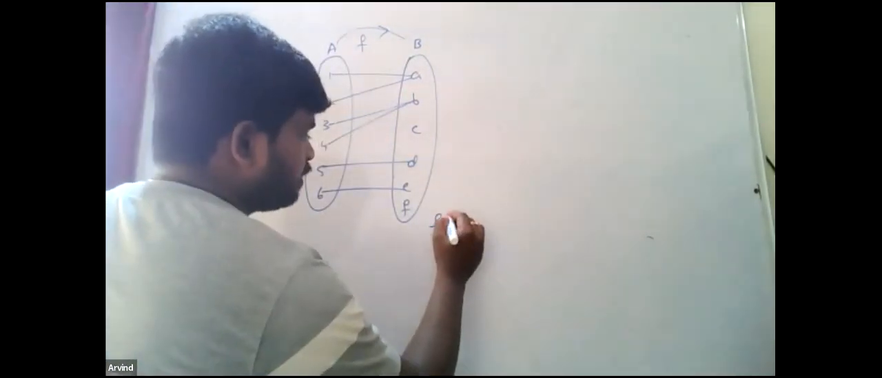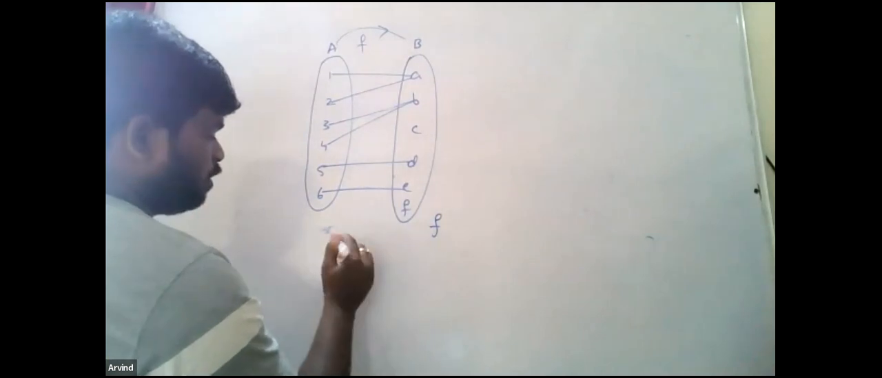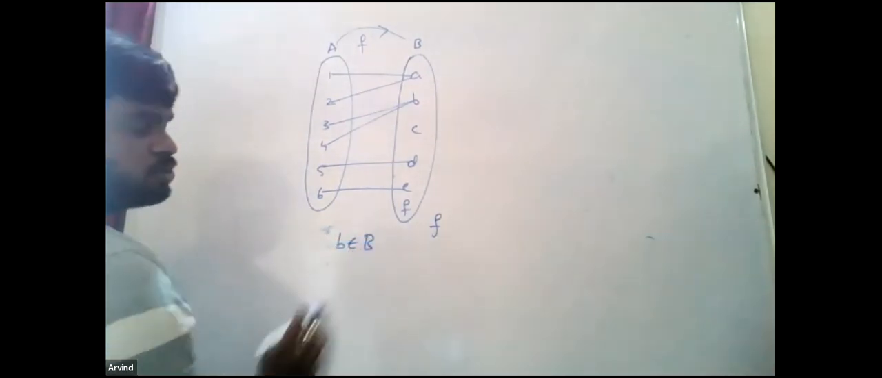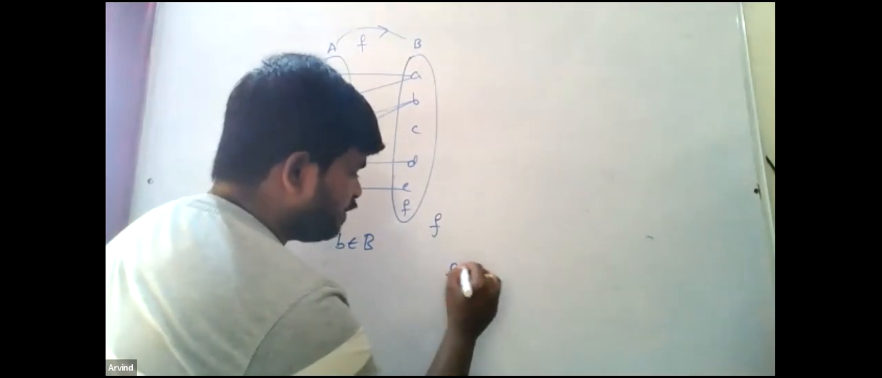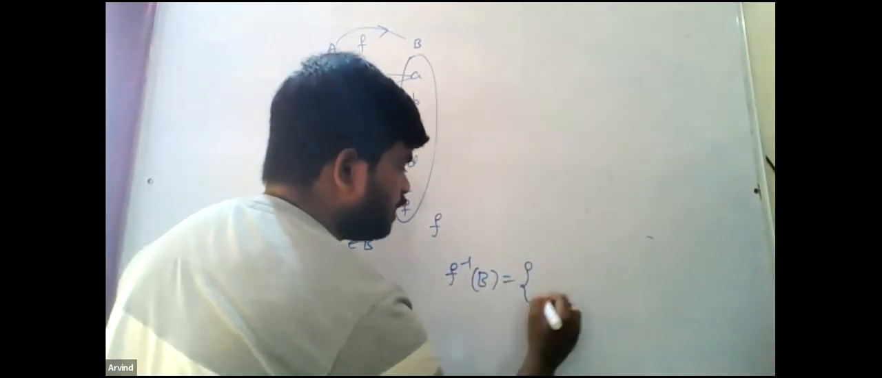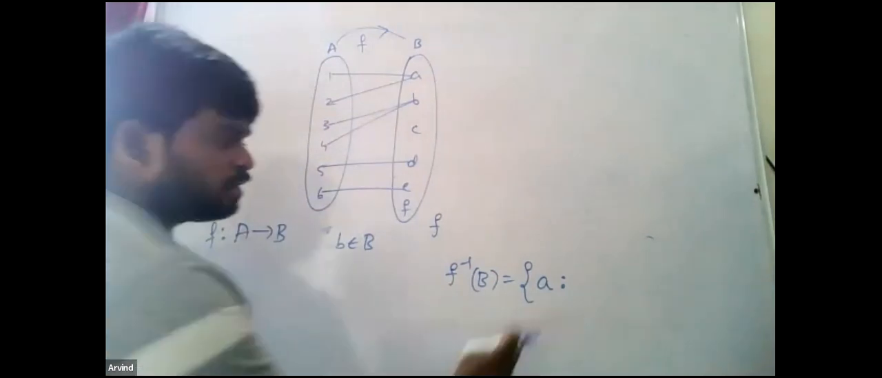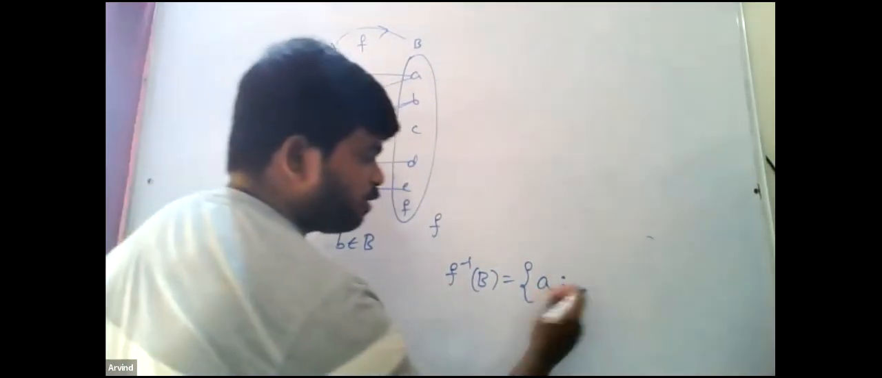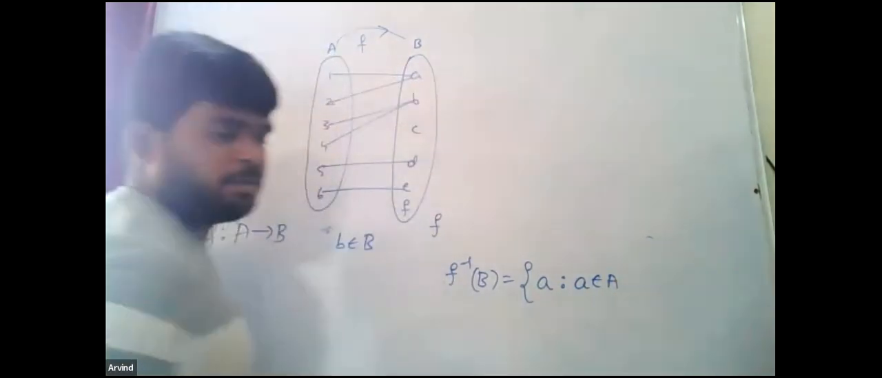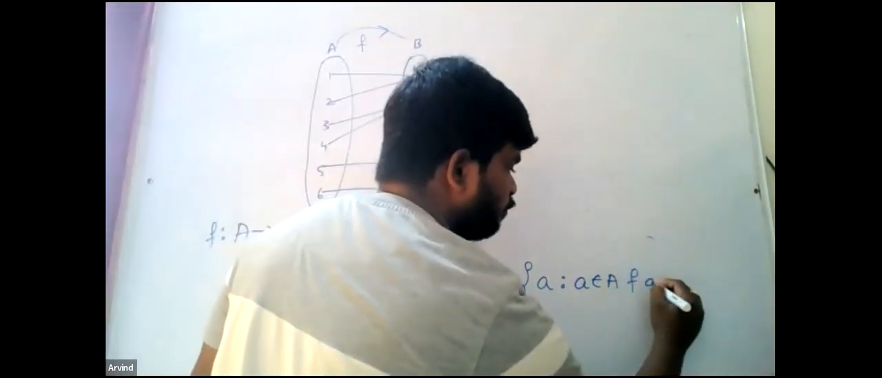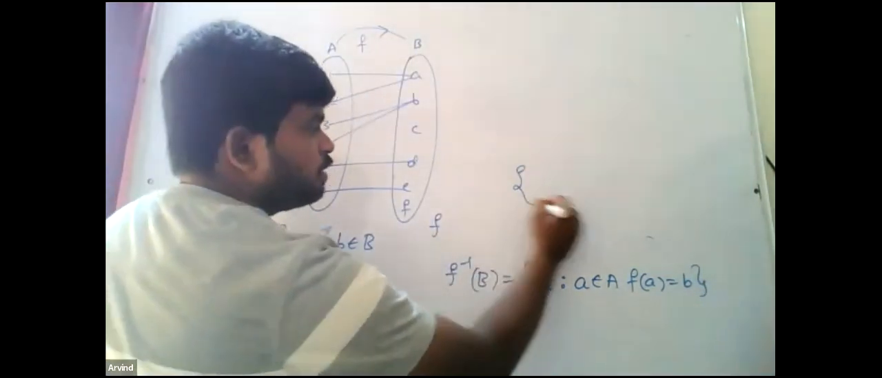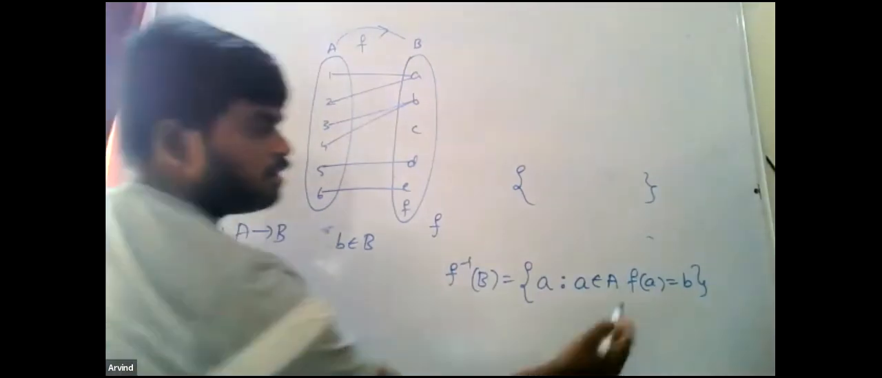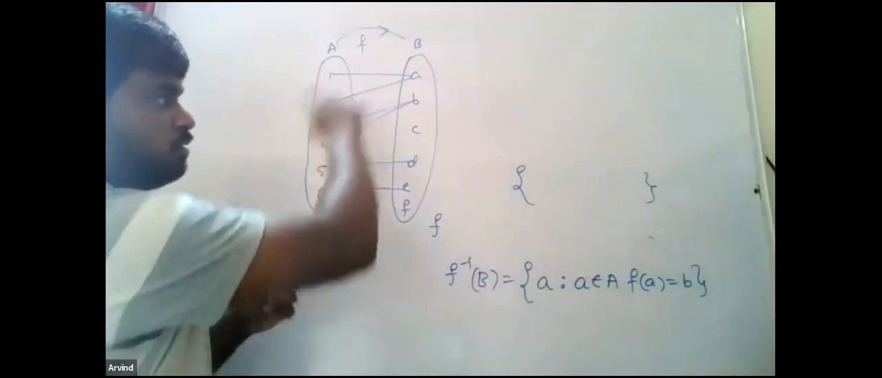Our definition says this: let's say b belongs to B, one set A and another set B, F is a function from A to B. Let's take an element in B. F inverse of b is a set containing a, where a comes from capital A, such that F of a should be equal to b. That is, this set contains those elements for which F of a gives you b. That is what I showed you.